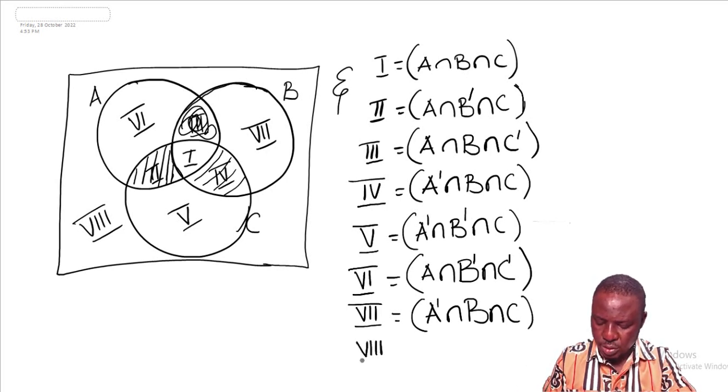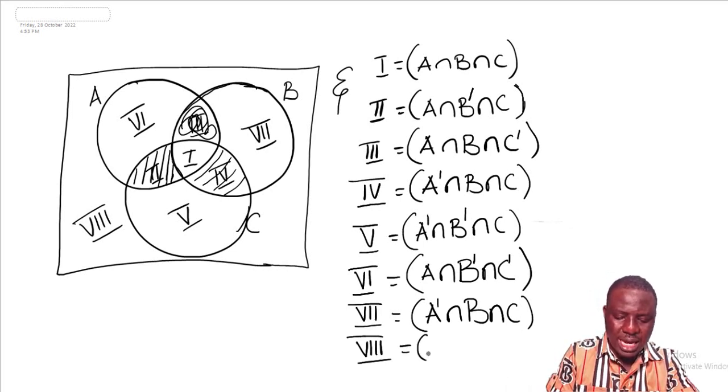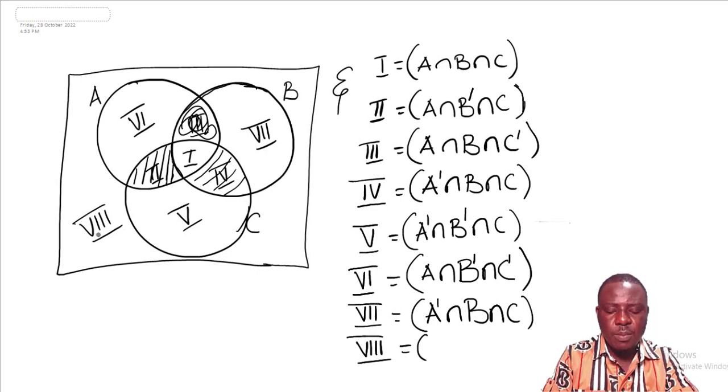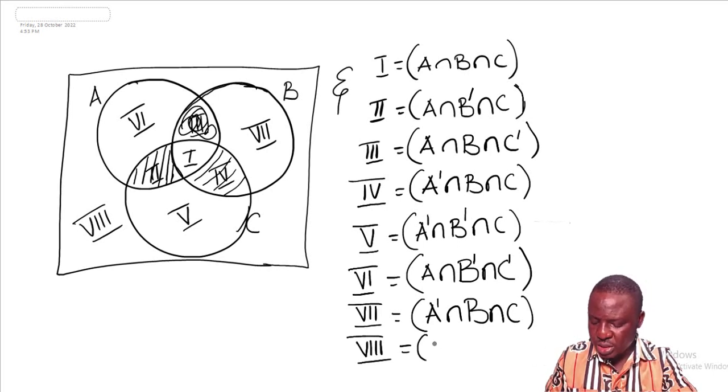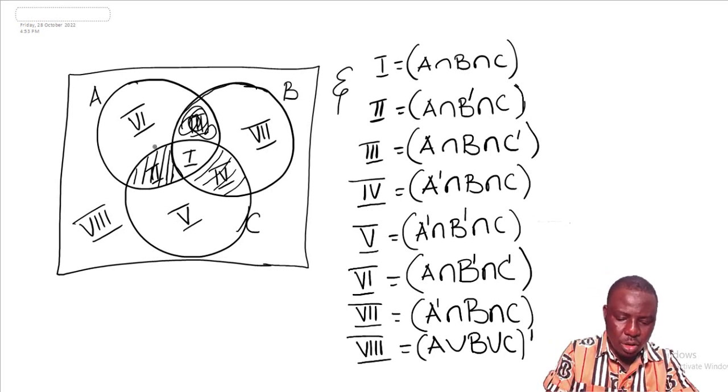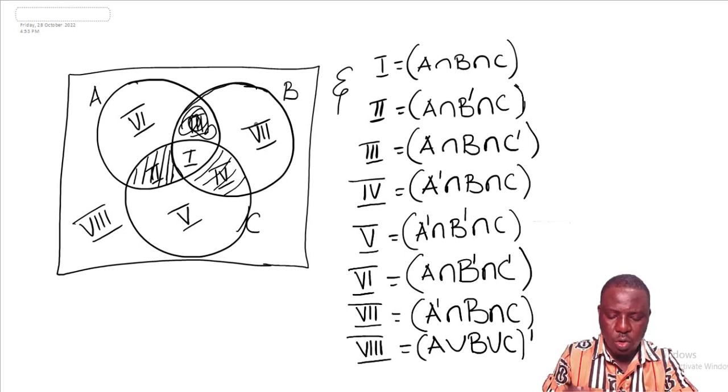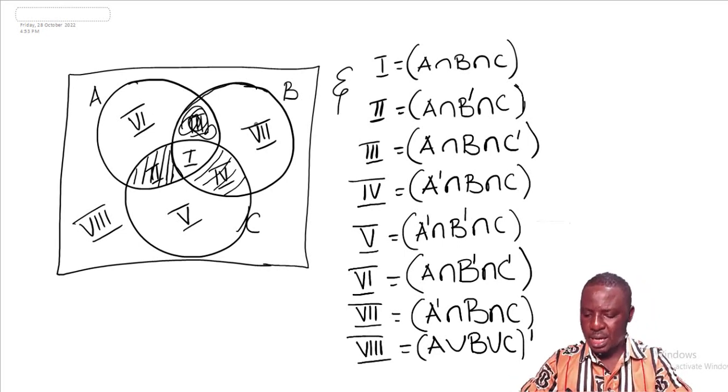For region 8, it is said to be a region that contains elements you can find in the universal set, but you cannot find them either in A, B, or C, in any other region. So they can only be found in region 8. That is the universal set. And we write this using the set notation A union B union C prime, meaning they cannot be found in either A, B, or C. So this is how they can be represented.